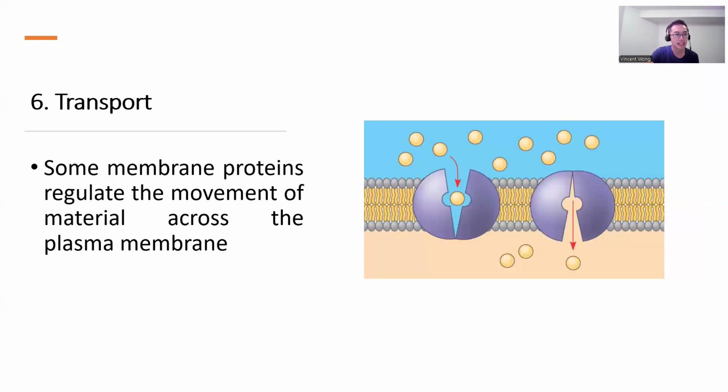And lastly, membrane proteins are needed for transport to move things across the cell membrane. Right? Some things can move through on their own. Others, they are too big maybe, or they are too hydrophilic. They can't do it on their own, so they need the help of a transport protein.